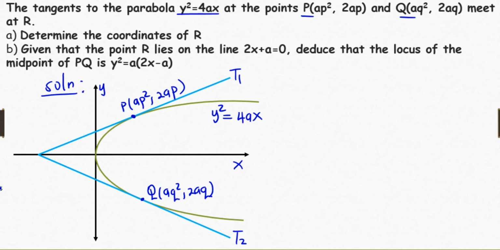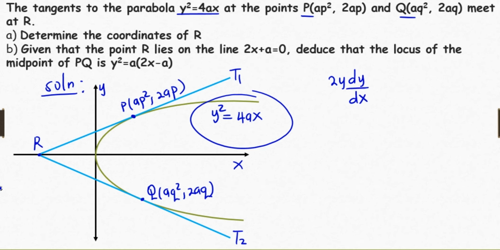But the question is saying that the tangents to this parabola meet at point what? R. What does that mean? We need to get the coordinates of R. How are we going to get them? One, we first differentiate this parabola and then get the gradients of tangent 1 and tangent 2. So let's begin. To differentiate this, we say 2y dy/dx is equal to 4a.